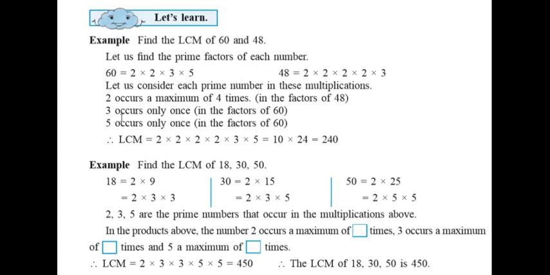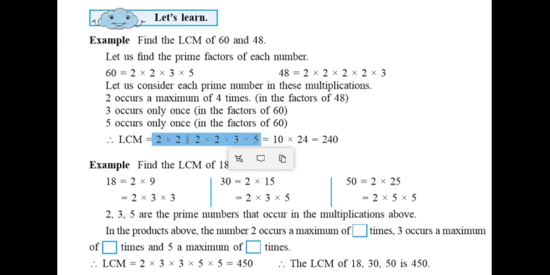So therefore what will be the LCM? Maximum 2 is 4 times. So we are going to write 2 into 2 into 2 into 2. Next 3 is 1. So we are going to write 3. And 5 is 1. So we are going to write 5 once. Yeah. So these will be the factors of LCM of 60 and 48.